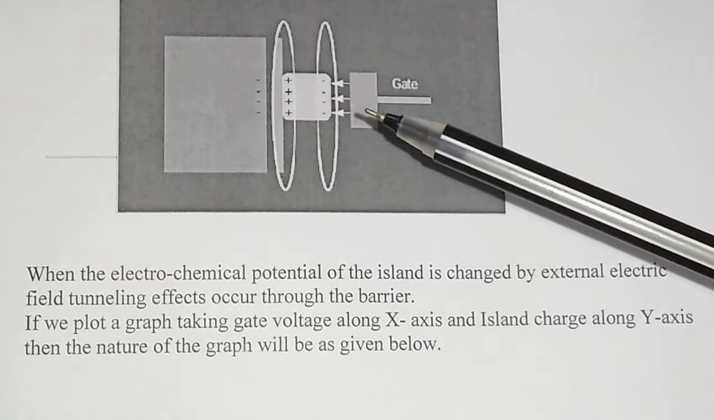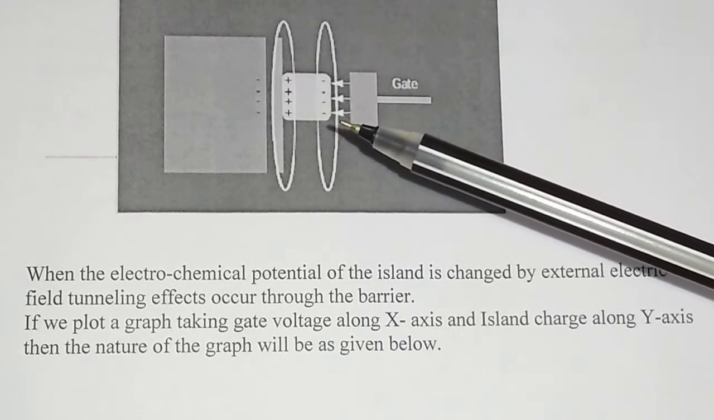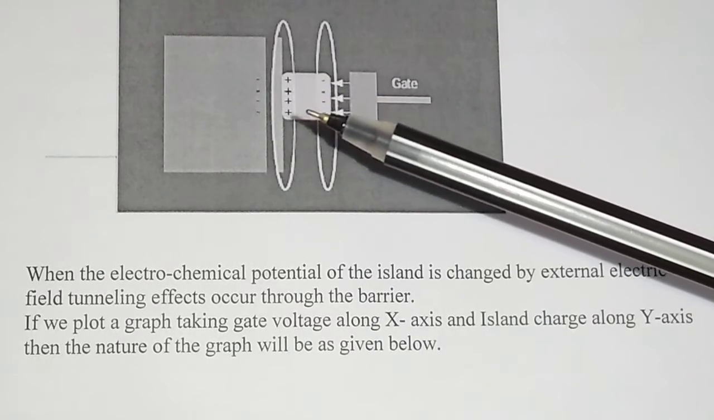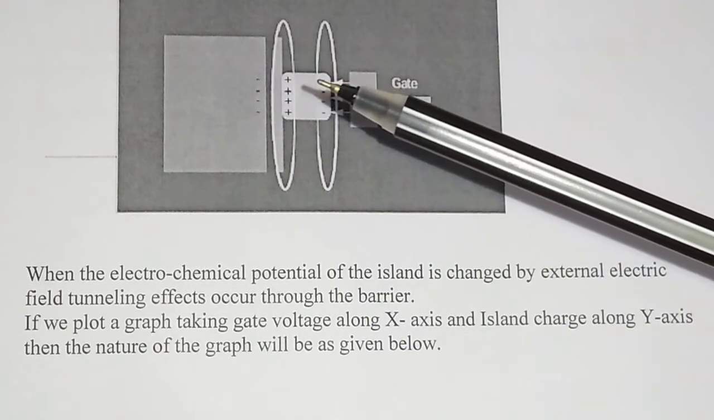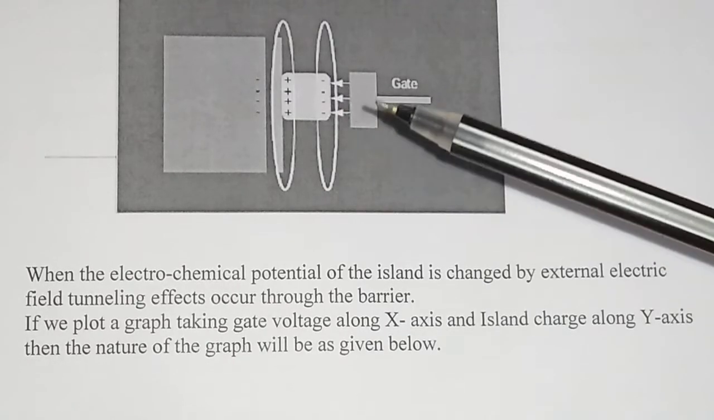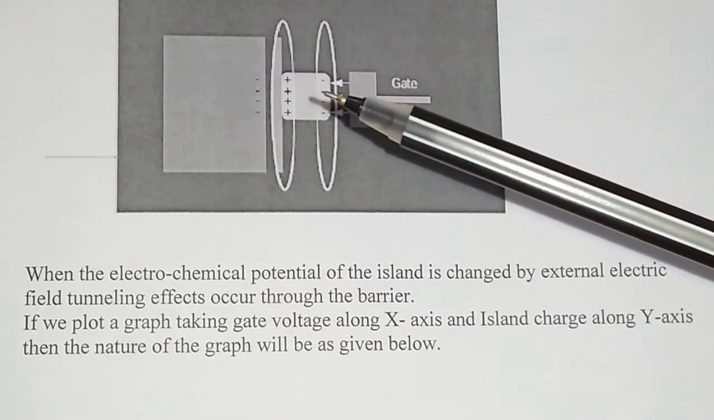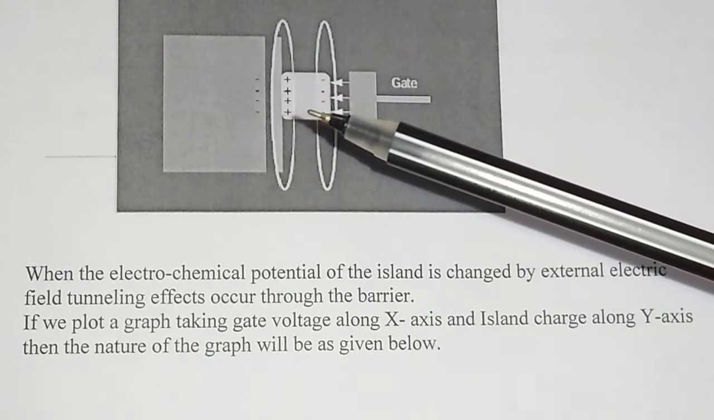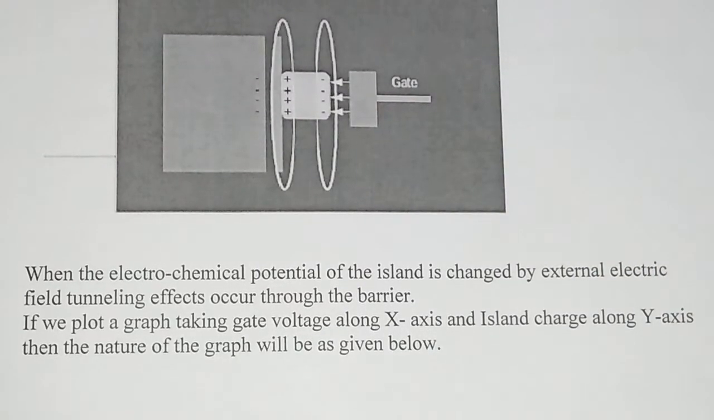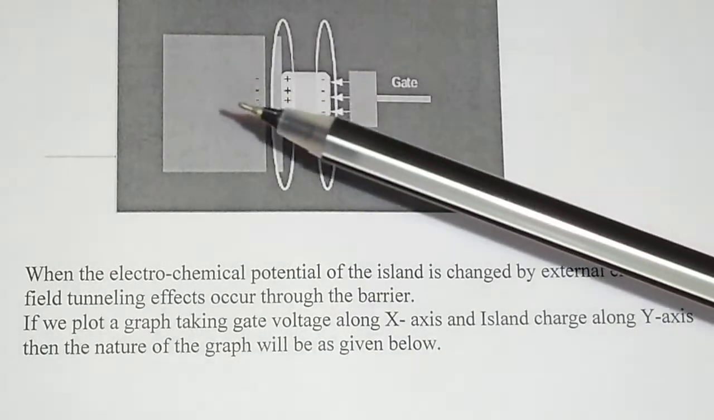So when you apply an electric field through this gate, what will happen? The electrochemical potential of this island is changed. You see, there will be a change in the electrochemical potential of the island by applying an electric field in this gate, because this electrochemical potential will affect the tunneling effect. This will affect the tunneling effect through this barrier.